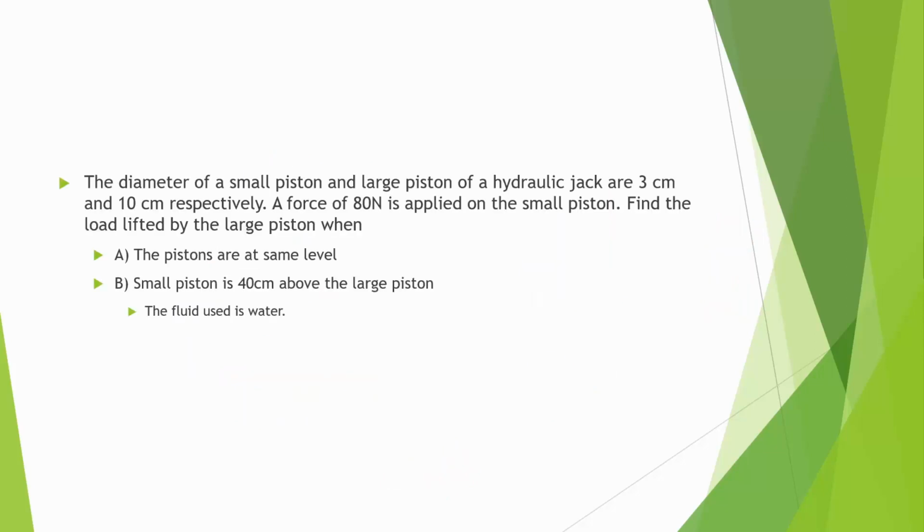So we will be trying to solve one question in that. Now we have the diameter of a small piston and a large piston of a hydraulic jack, 3 centimeter and 10 centimeter respectively. A force of 80 Newton is applied on the small piston. Find the load lifted by the large piston when the pistons are at the same level, and when the small piston is 40 centimeter above the large piston. So we'll take the first question first and then go ahead with the second question.